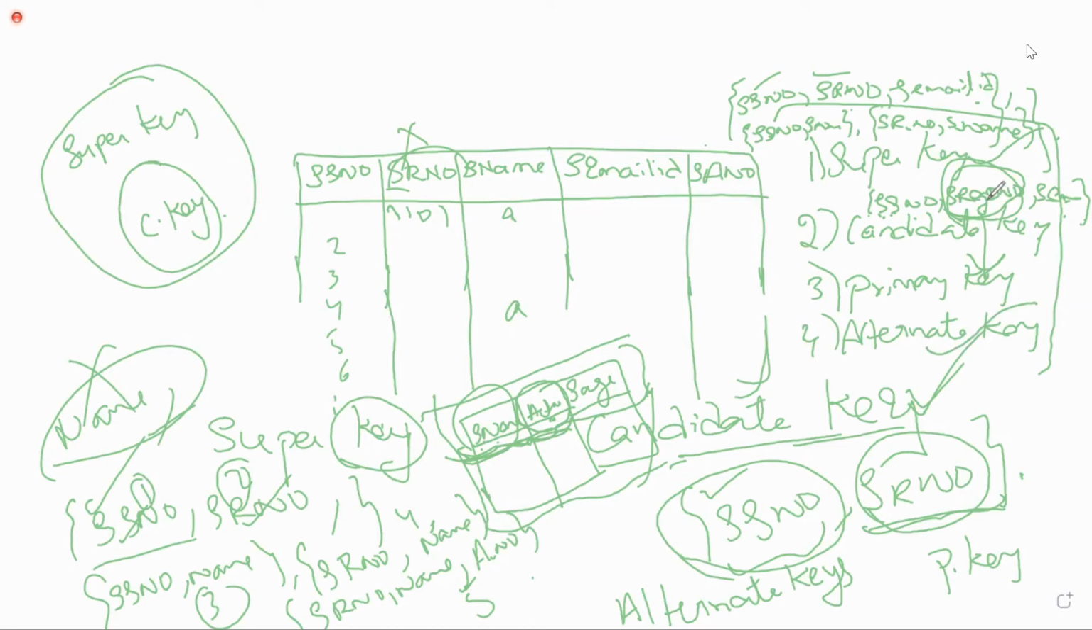Here student register number is the primary key, and student serial number and student email ID will become alternative keys.